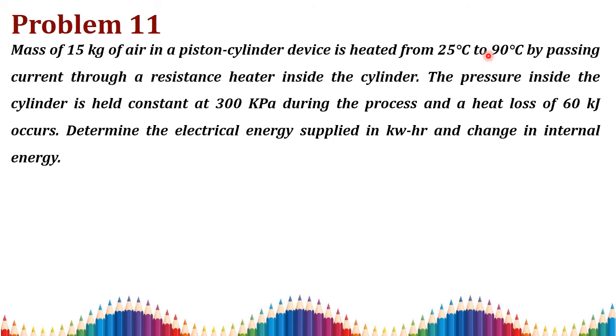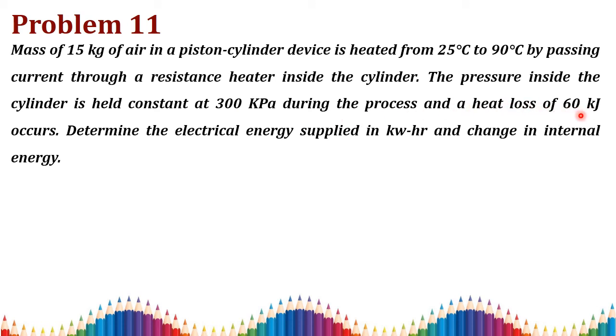Here air is heated by passing current through the resistance heater. The heating process happens by electric current passing through the resistance heater inside the cylinder. The pressure inside the cylinder is held constant, so we have to understand this point. It is a constant pressure process, at 300 kilopascal, and the heat loss is 60 kilojoule.